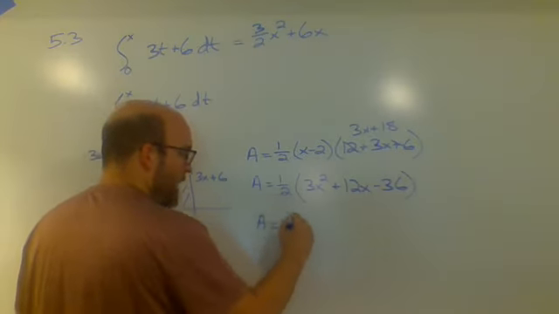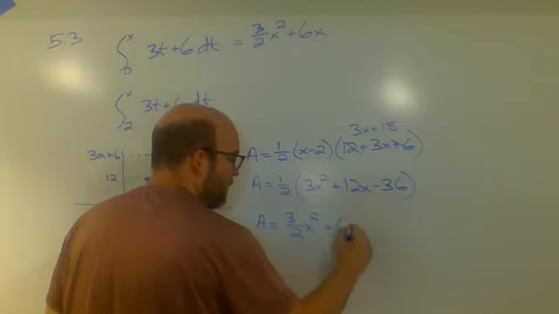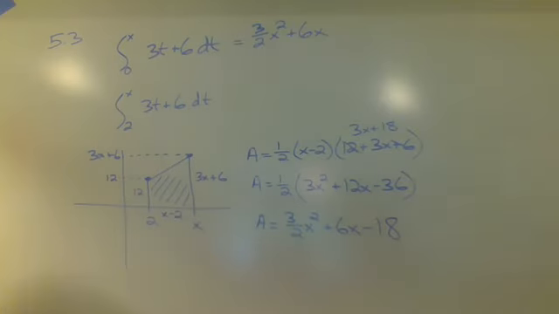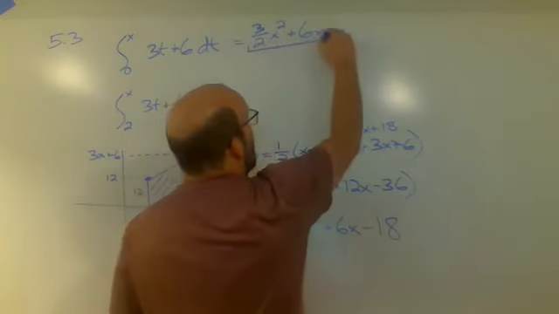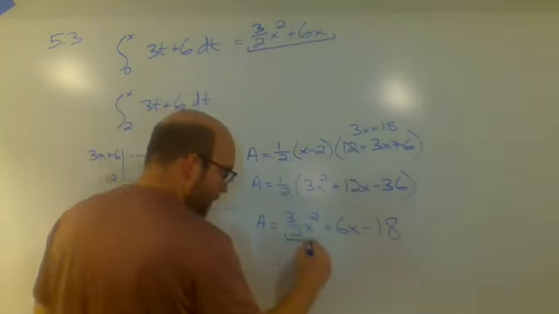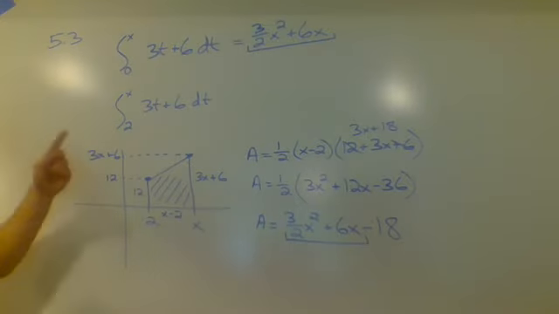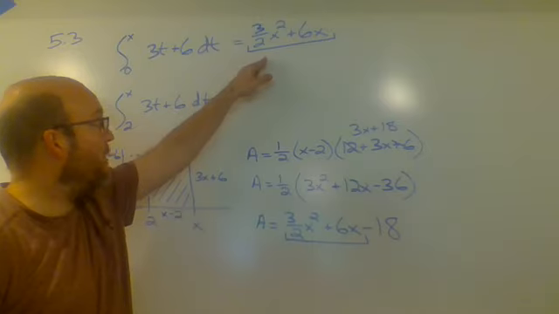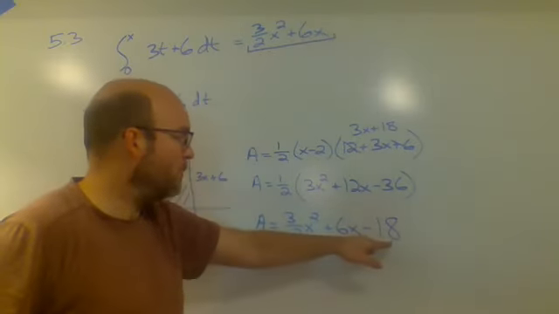Now distribute that 1/2. And 1/2 of 3 is 3/2. We still have the x squared. 1/2 times 12 is 6x. And 1/2 of 36 is 18. Okay. So, at the beginning, it didn't look anywhere close to the same, but you can see right now that we have a definite similarity here. In both of these cases, we ended up with a 3/2 x squared plus 6x. In the first example, we didn't have any other extra constant. In this example, we do.